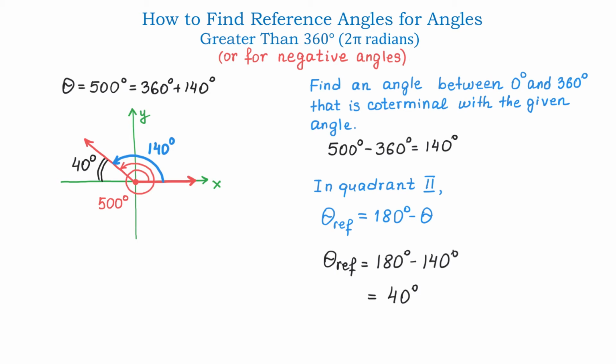Now, if we review all these steps one more time, then if we are given an angle that is not between 0 and 360 degrees, then we need to find a coterminal angle by adding or by subtracting 360 degrees until we get an angle that is between 0 and 360 degrees. Once we get such an angle, then we use the rules discussed previously to find the reference angle.